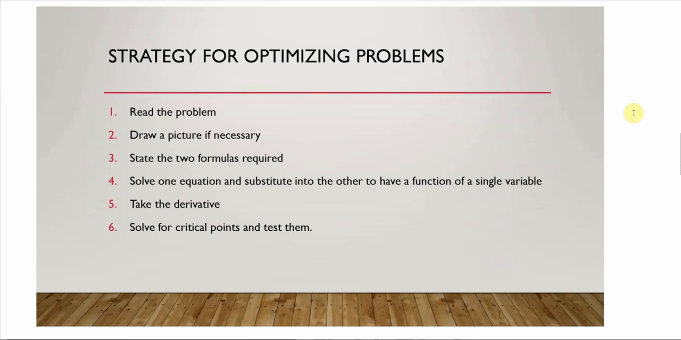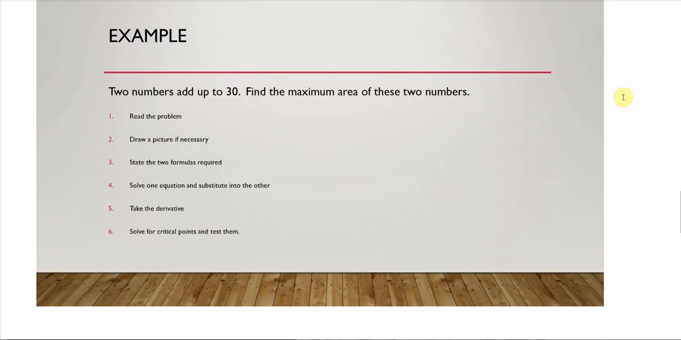Okay, so you have to read the problem, draw a picture if necessary, and state the formulas required. Usually you're going to need a multitude of formulas, and you might need one, two, or three. Solve one equation and substitute into the other to have a function of a single variable. Take the derivative, solve for the critical points, and test them. That's it. So basically, we're just taking two equations, solving for one, putting it in the other, and taking the derivative to get the critical points. And those critical points are going to be the ones that help me optimize my problem. All right? So let's go ahead and look at some examples.